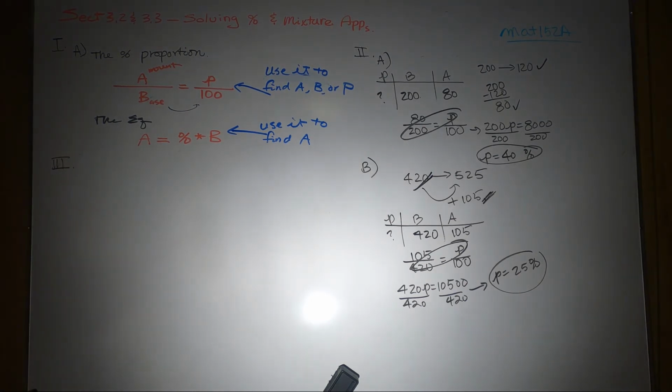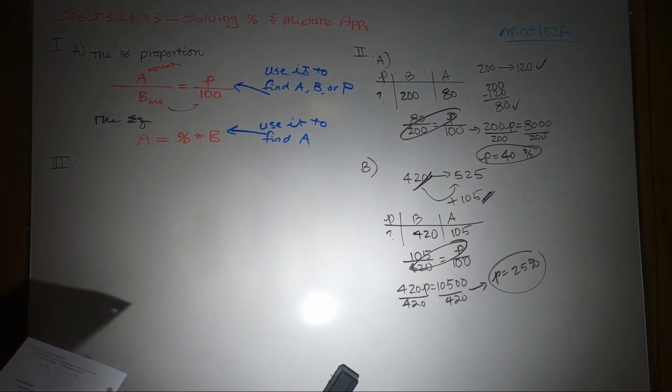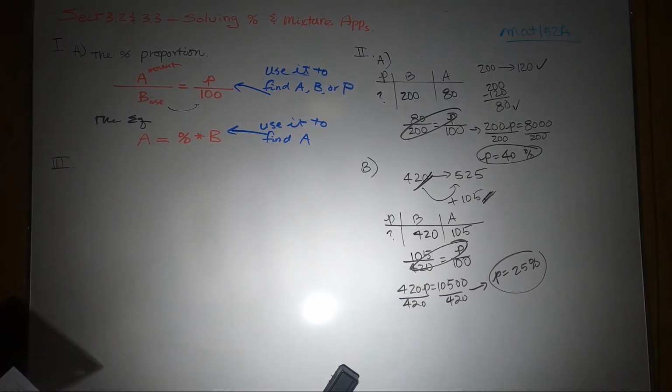Let's see the next one. We also solve discount and markup problems. Say a pair of pens originally cost $52, and has been put on sale for 25% off. What do you think? How much discount can you get, and how much would you actually pay for it?